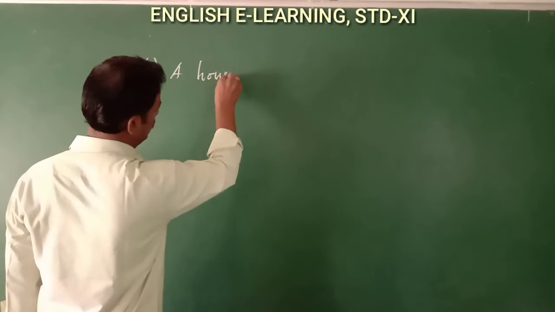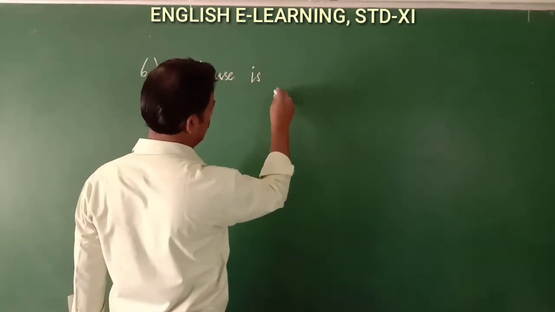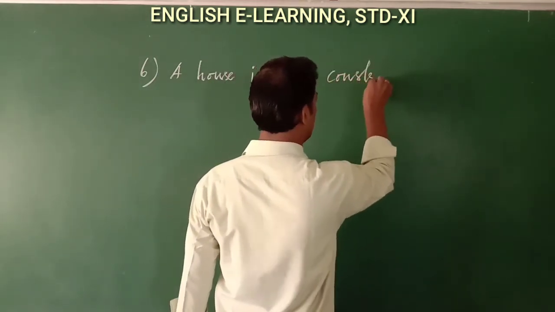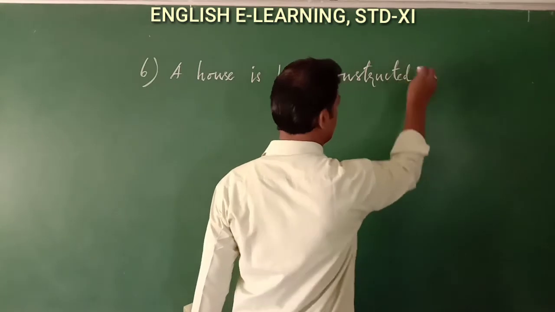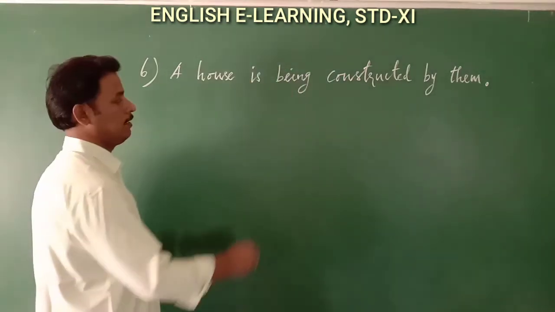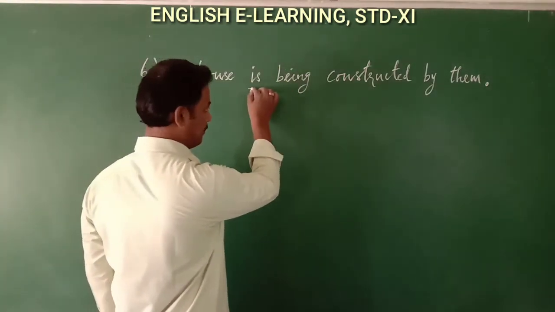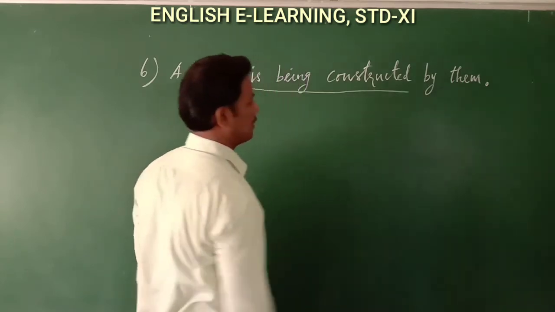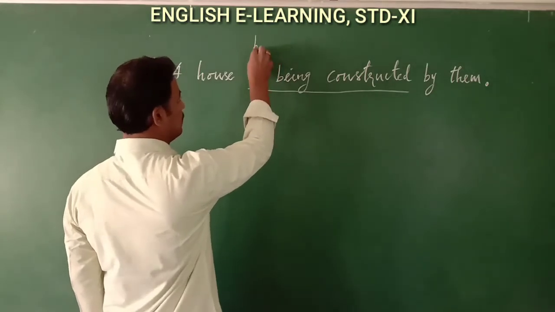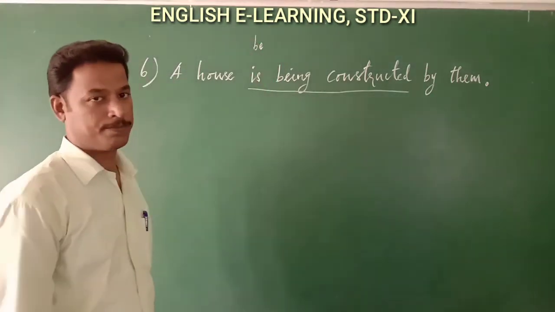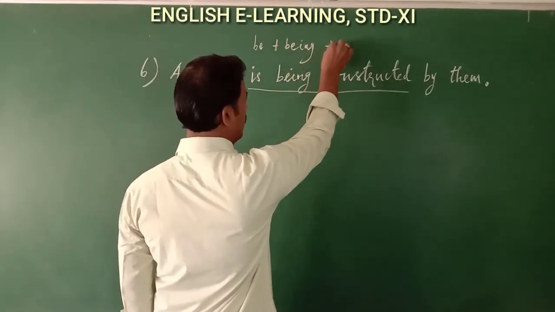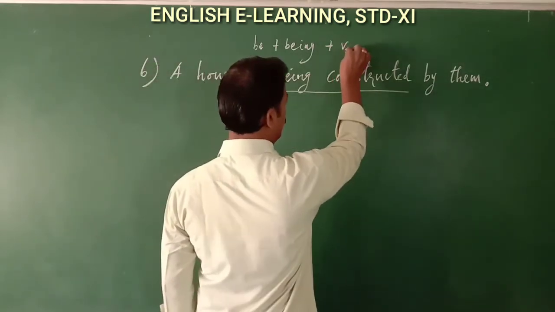A house is being constructed by them. We have to analyze the verb pattern. Is being constructed. It is the verb group. So, is comes under the category be, and the next is being, and constructed is in the third form.